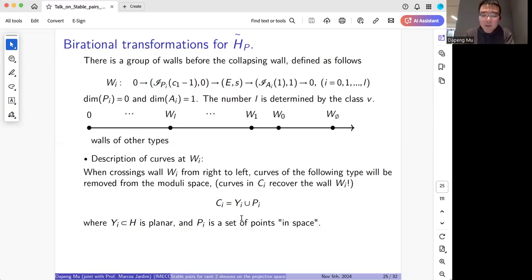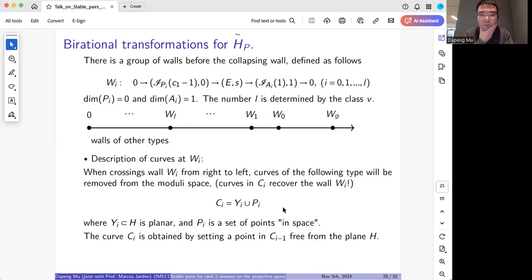in space. Here I put "in space" in quotes because maybe I don't want to give the very precise definition. Pi is in space scheme-theoretically. It can be a point, it can be an embedded point in a plane but pointing out of the plane. So I would just call such a point in space: scheme-theoretically in space, not contained in the plane. Okay, so I think this is what I mentioned.